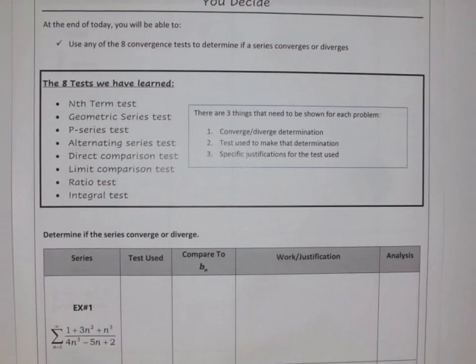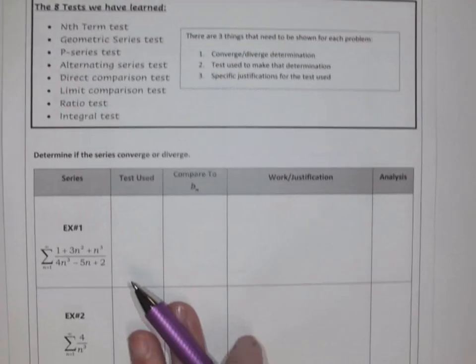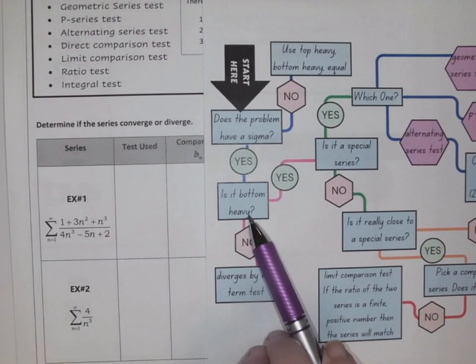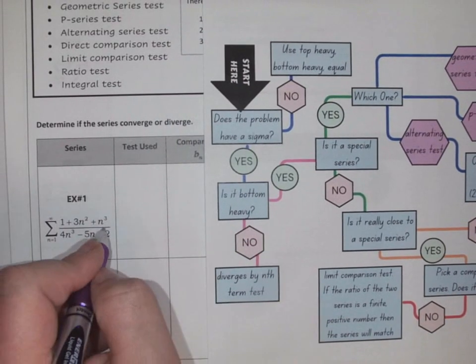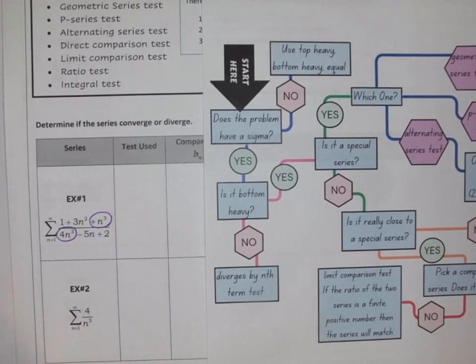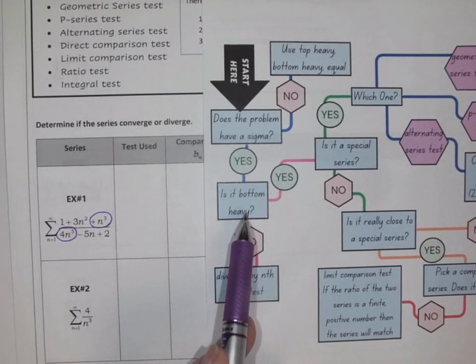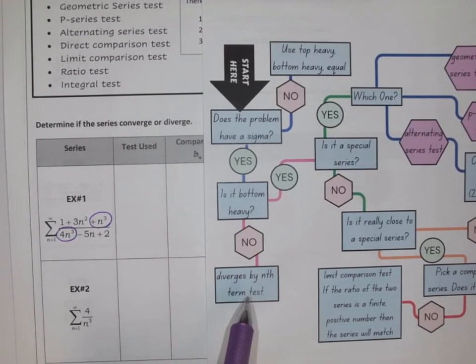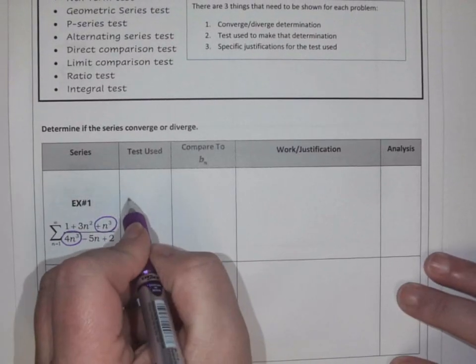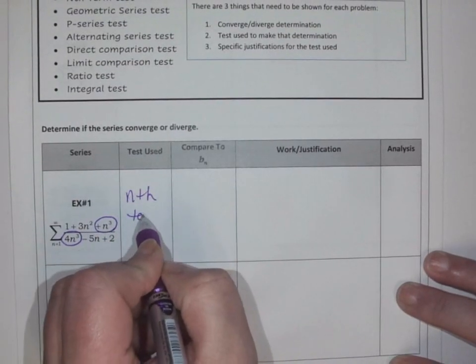So let's see. Our first one is 1 plus 3n squared plus n cubed over 4n cubed minus 5n plus 2. So today, all of them are going to have a sigma, okay? So the first question to ask ourselves is, is it bottom heavy? Well, if I look at this, I've got n cubed here, and I've got n cubed here. So this one is not bottom heavy. So if it's not bottom heavy, then we're going to say it diverges by the nth term test. So the test we're going to use is the nth term test.